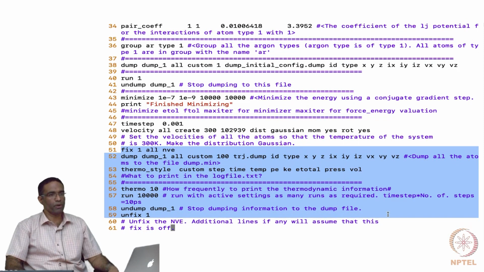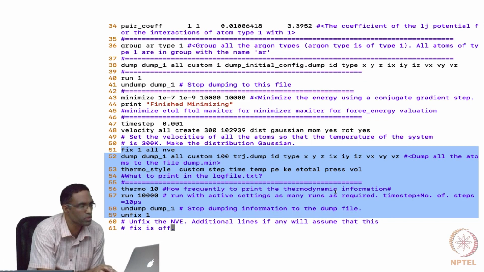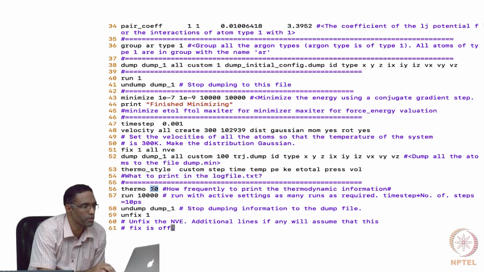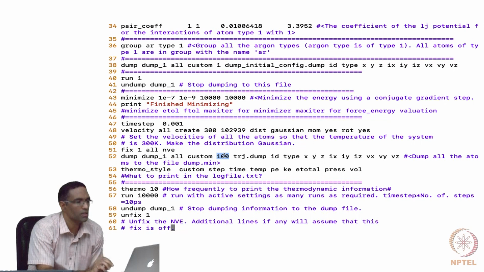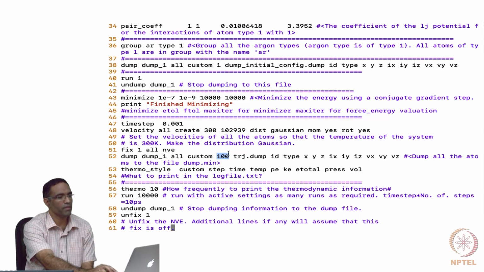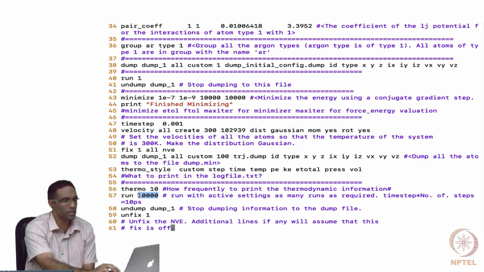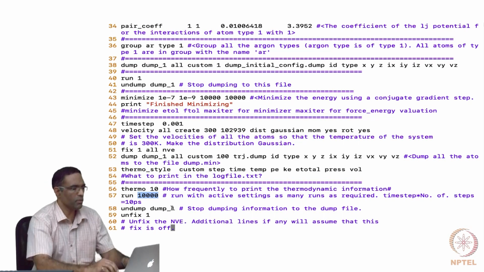So this fix command basically performs an NVE integration, updates the equations of motion, and updates the positions and the velocities like I mentioned. As it is doing so, it is going to print out the thermodynamic information every 10 steps and dump the coordinates and the velocities every 100 steps. Now this is run for about 10,000 steps. So 10,000 steps means 10,000 multiplied by 0.001, which results in about 10 picoseconds of simulation. And that's only about 4,000 atoms. So this takes a little bit of time to run.